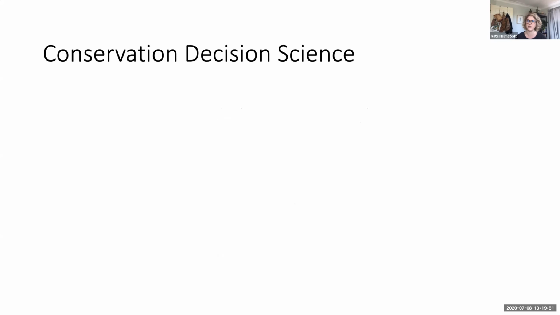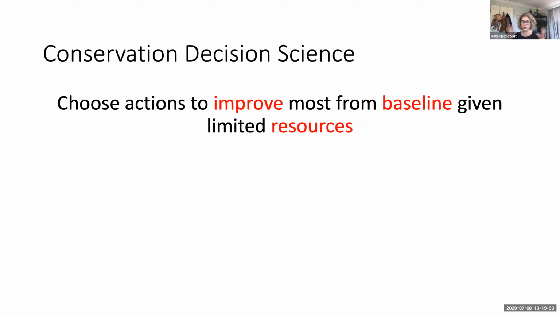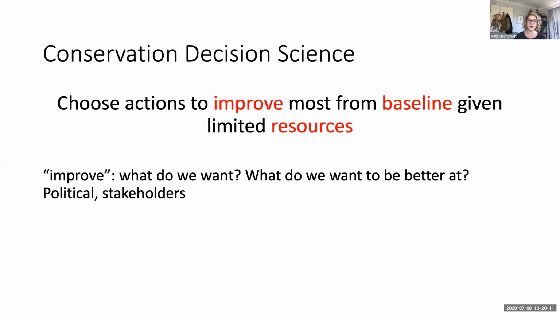So when we think about conservation decision science, in all of the problems that we're looking at, we're trying to do kind of the same thing. We're always looking for actions that are going to improve our environment the most from some baseline, given limited resources. And this is a complex decision problem, no matter how we think about it or how we frame it mathematically.